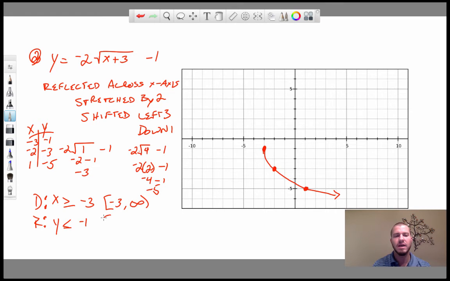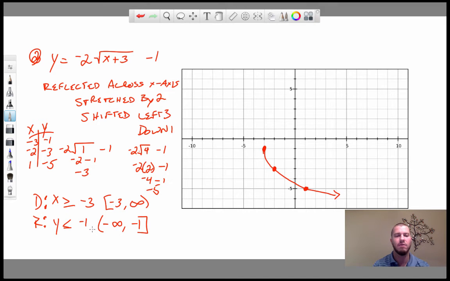And writing this in interval notation, you always go from the lesser value to the greater value. So it's going from -1 to -infinity, but negative infinity is the lesser value. So I'm going to say from negative infinity all the way up to -1 and including -1, so my bracket is on that one.